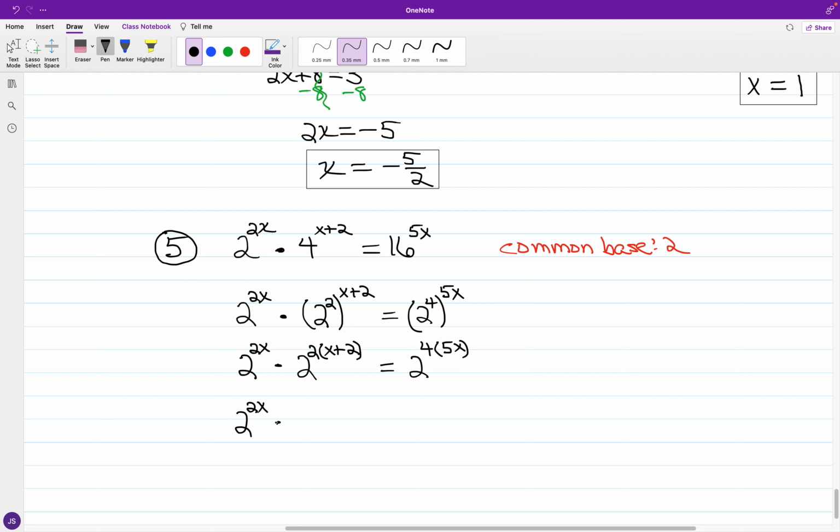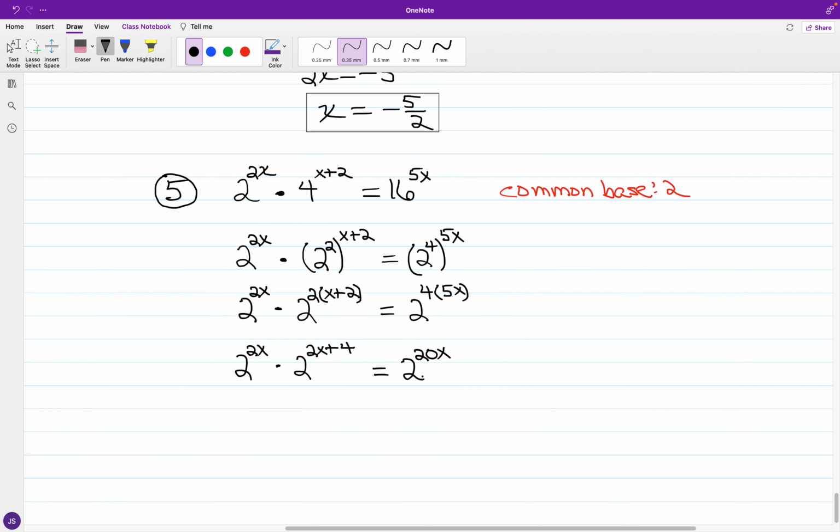Okay, so just looking at what we have, so you got 2 to the 2x. For 4 to the x plus 2, in terms of base 2, that would be 2 raised to the 2x plus 4. And on the right, for 2 to the 4 times 5x, we have 16 to the 5x is going to become 2 raised to the 20x.